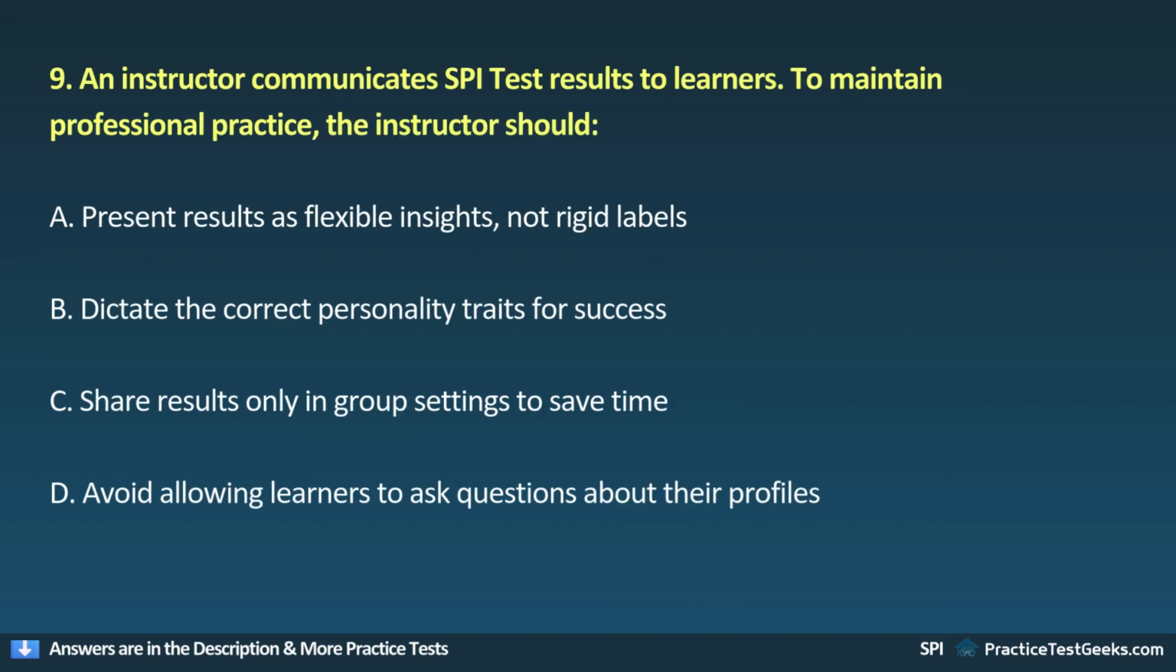9. An instructor communicates SPI test results to learners. To maintain professional practice, the instructor should: A. Present results as flexible insights, not rigid labels. B. Dictate the correct personality traits for success. C. Share results only in group settings to save time. D. Avoid allowing learners to ask questions about their profiles.